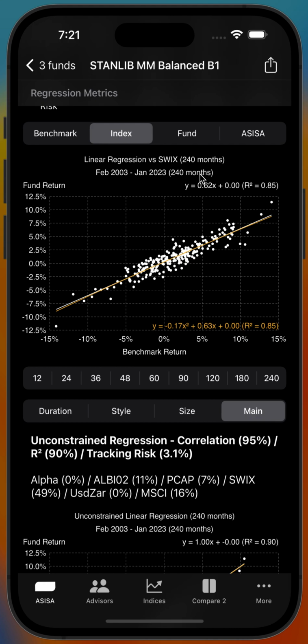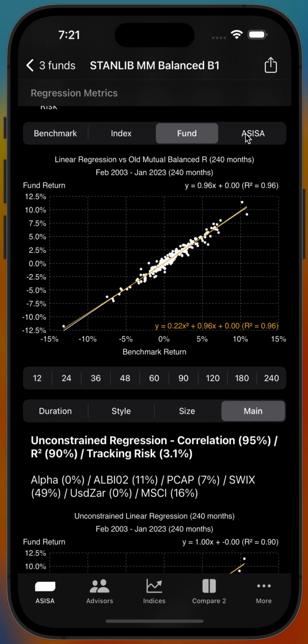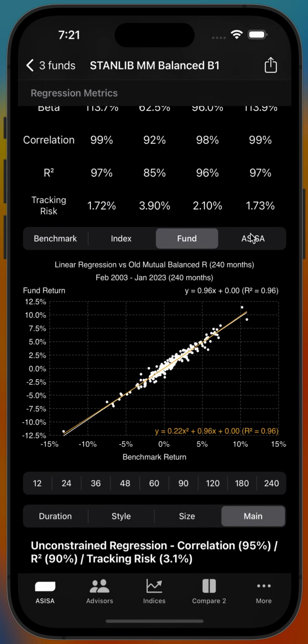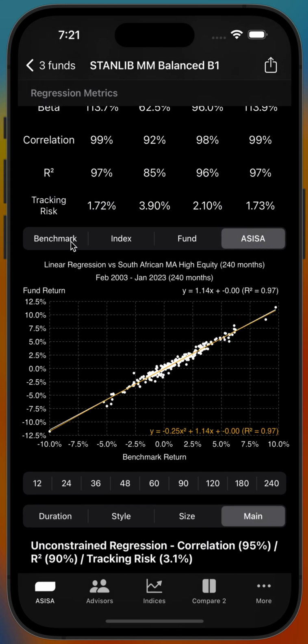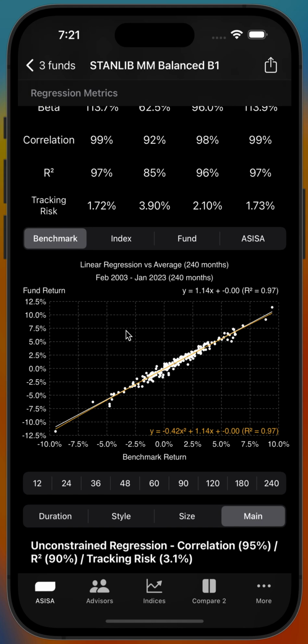Over that 20-year period, the sensitivity or the beta to the SWIX would only be 0.62, so roughly 62%, call it equity exposure, but a much worse fit, not as good as the category average. Against the fund, this is that other fund, the best matching fund, the one above here, as well as the ASISA category, which looks a lot like this benchmark.